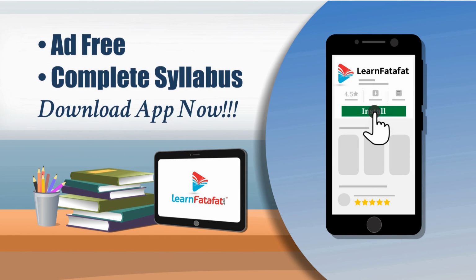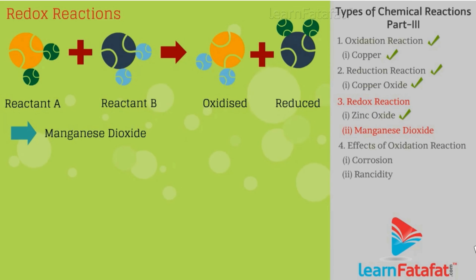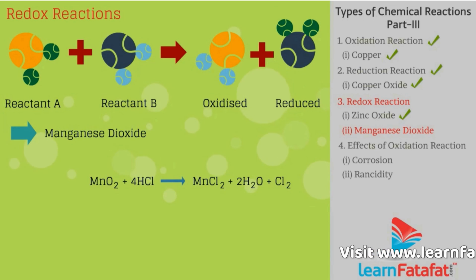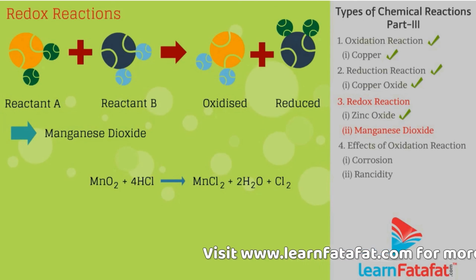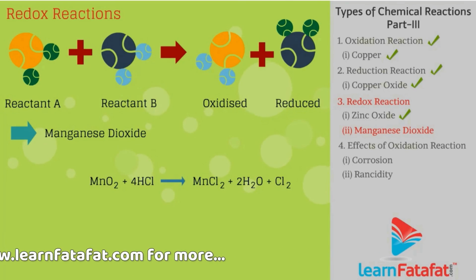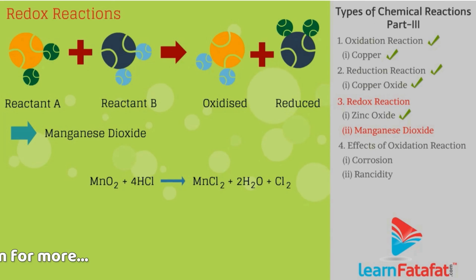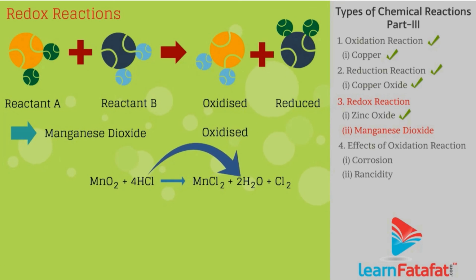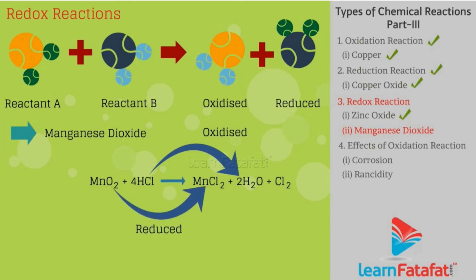For example, manganese oxide MnO2 plus 4HCl gives MnCl2 plus 2H2O plus Cl2. In this reaction, HCl is oxidized to Cl2, whereas MnO2 is reduced to MnCl2.